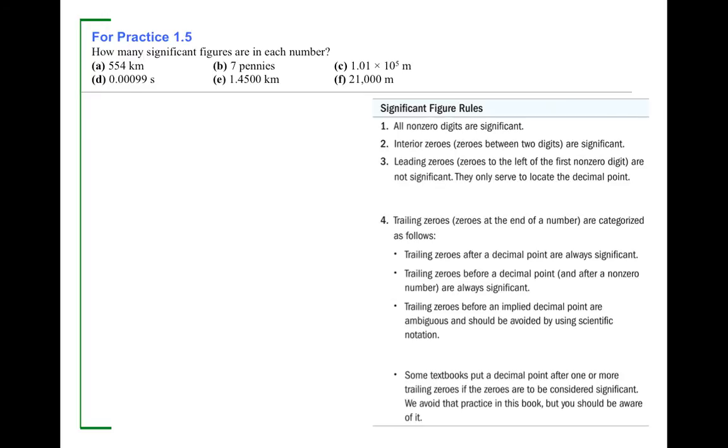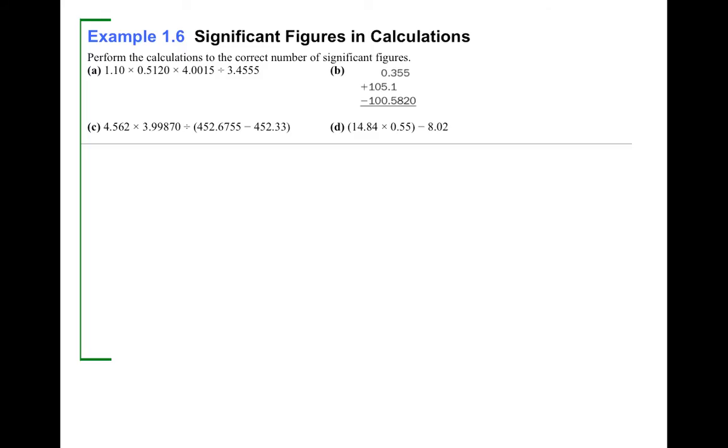All right, so finally, sig figs and calculations. Example 1.6. We've done a couple of these examples, but let's do another one. Let's do A and B, and then we'll leave the rest for you. 1.10, 0.5120, 4.0015, divided by 3.4555. This is all a multiplication and division problem, so I'm going to go through and say how many sig figs are in each one.